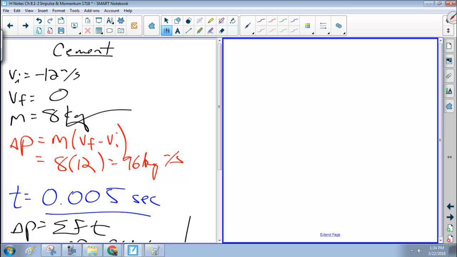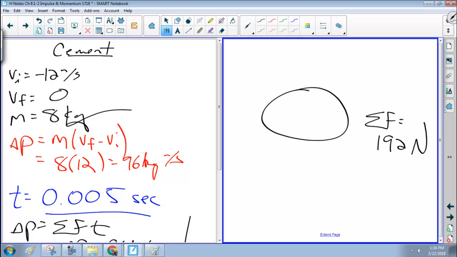So what we just found is the net force. So here's my watermelon. We just found our net force. Like in the first part, it was 192 newtons. Question B says, how much force does the pillow exert? So what forces act on the watermelon?